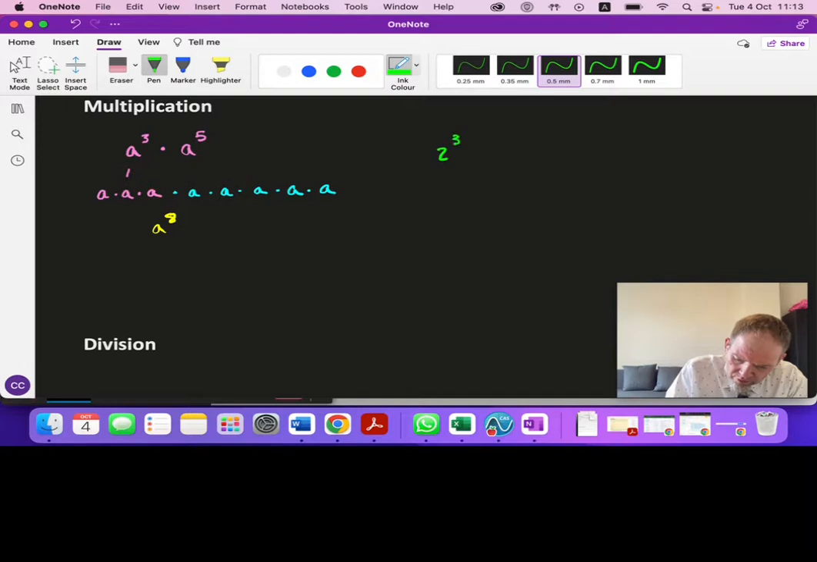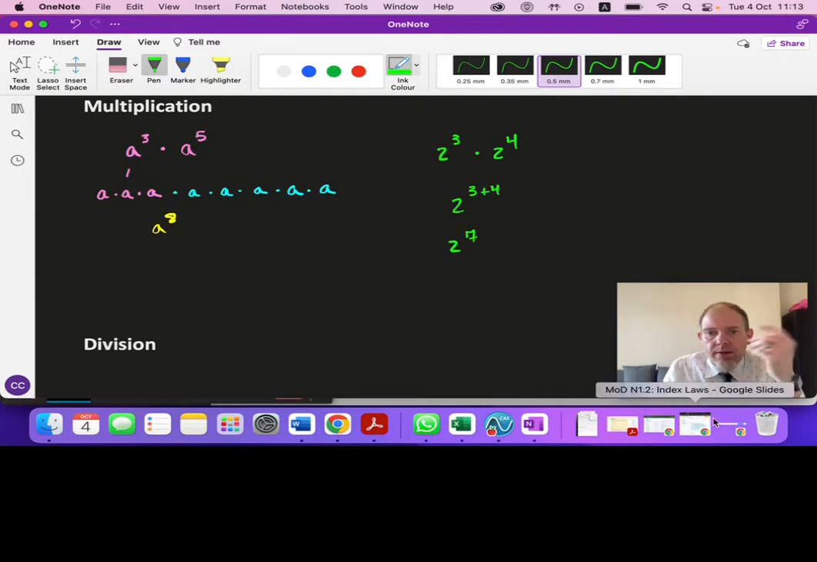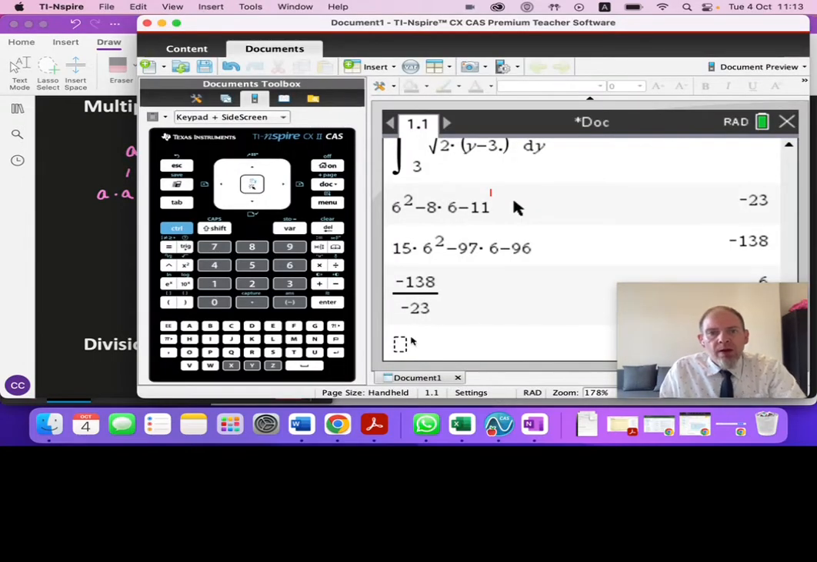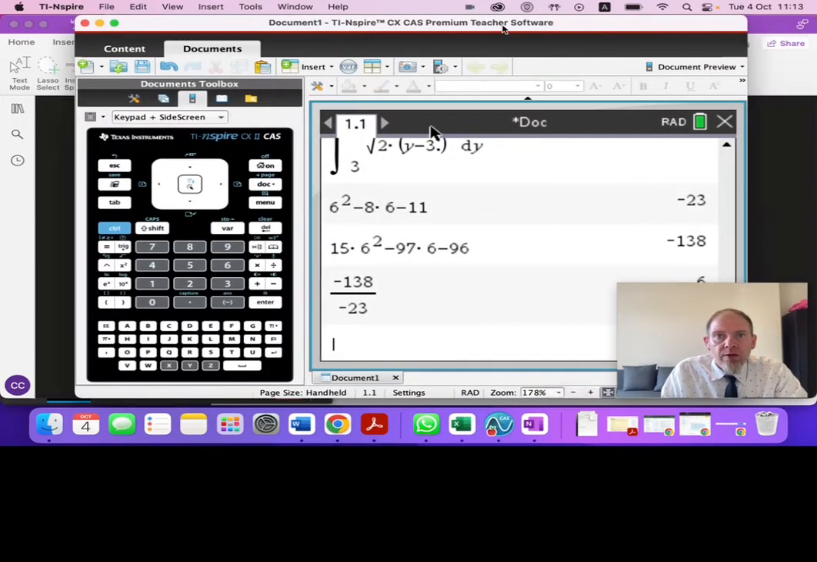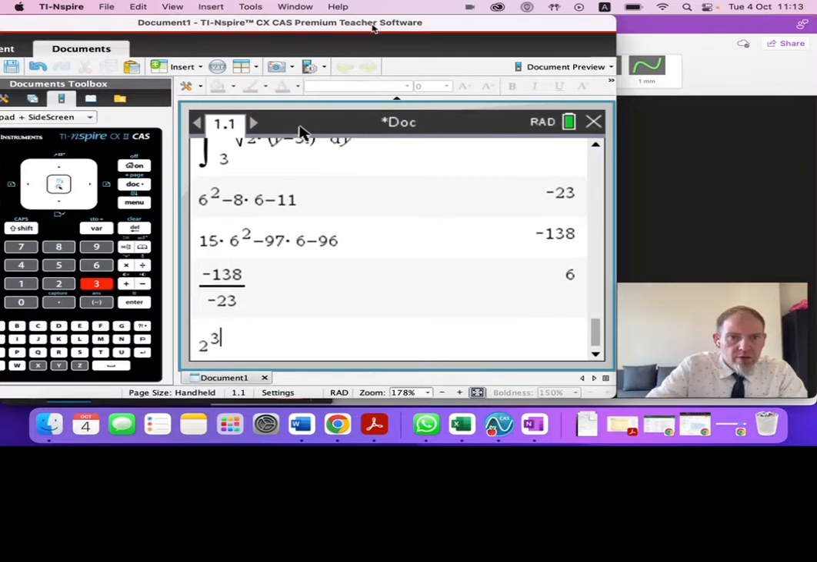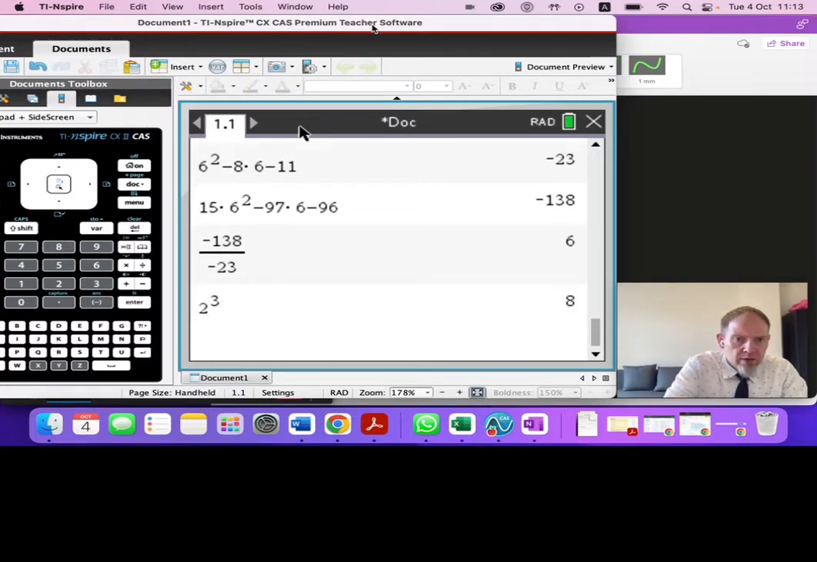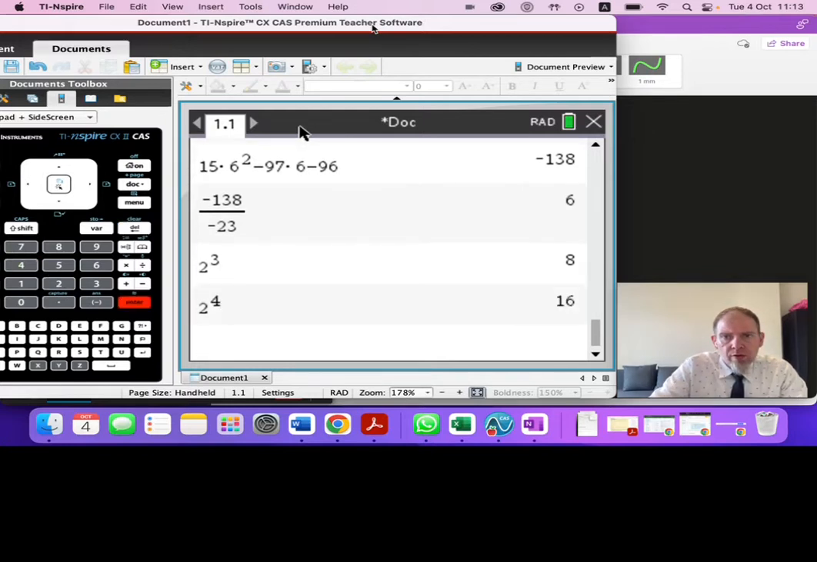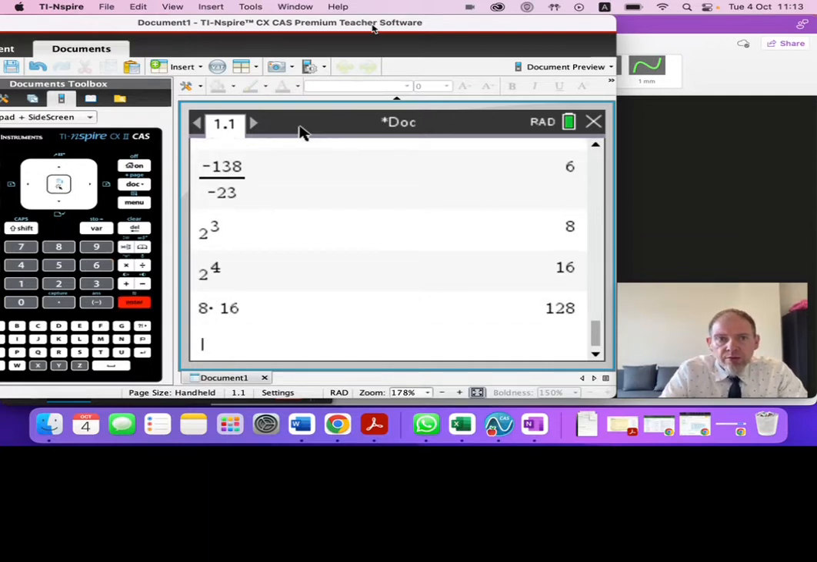Just looking at 2 to the third times 2 to the fourth. I don't want to do fifth again, because that is exactly what we just did. If we did that, we would assume that this would turn into 2 to the 3 plus 4, or just 2 to the seventh power. Now, let's check with our calculator just to make sure. 2 to the third is 8, and 2 to the fourth is 16. If I do 8 times 16, I get 128.